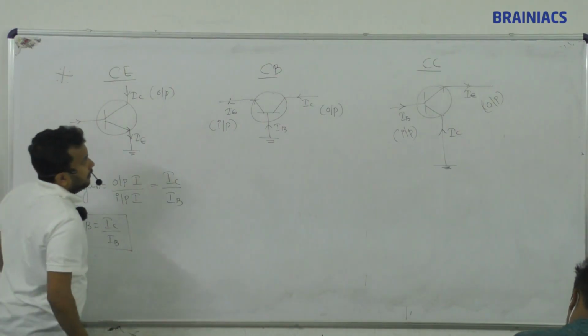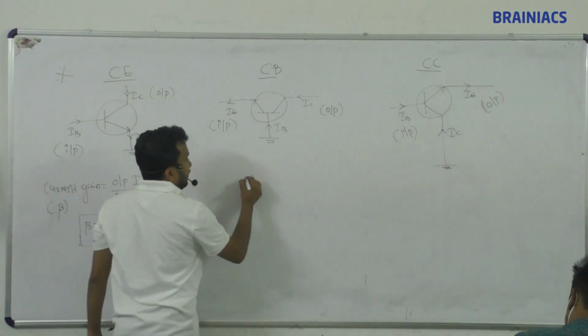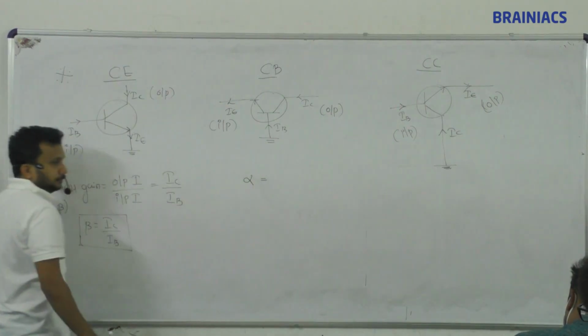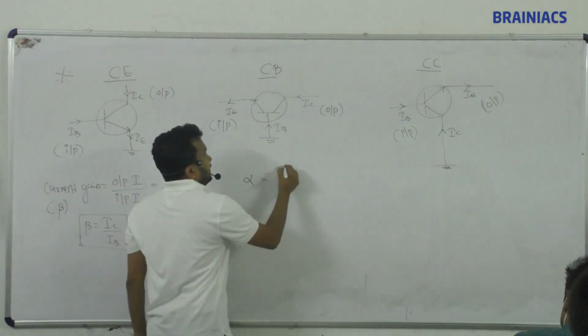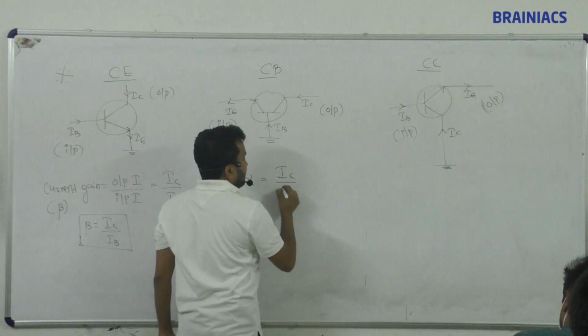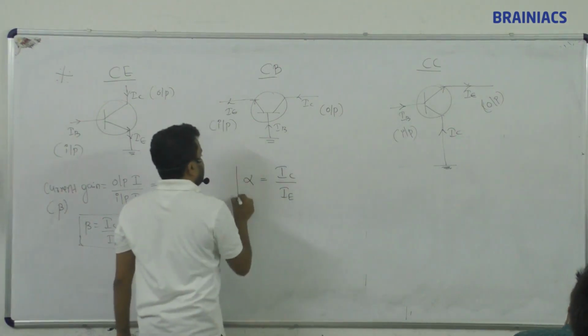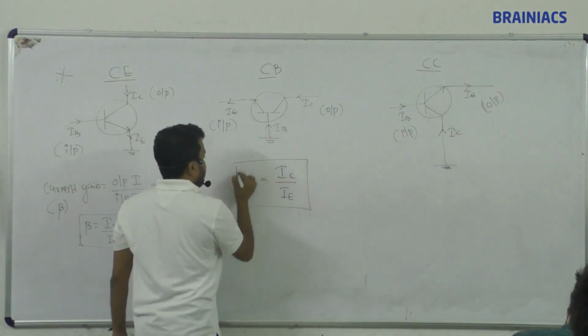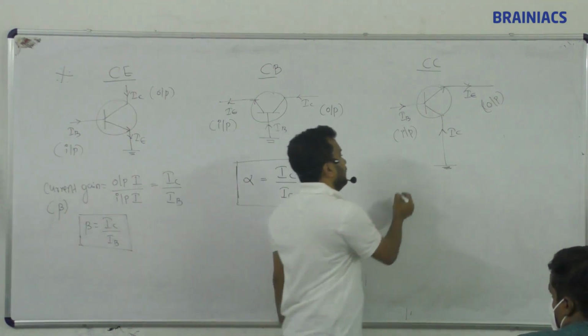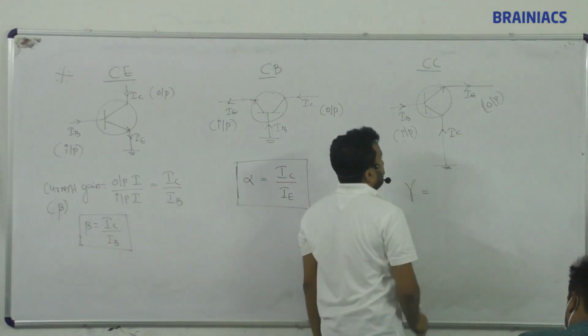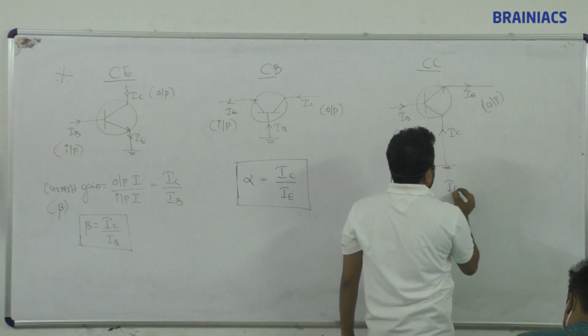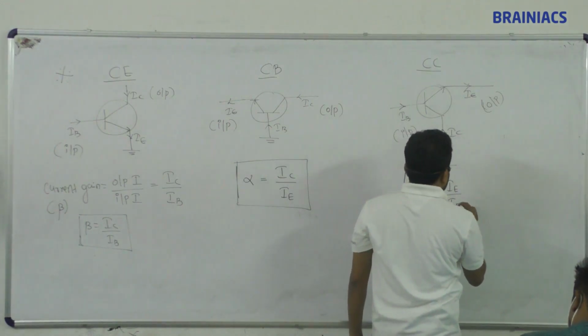Second one, common base configuration. Current gain alpha equals IC, output by input, IC by IE. This is what alpha represents. This is gamma, current gain equals output by input, IE by IB.